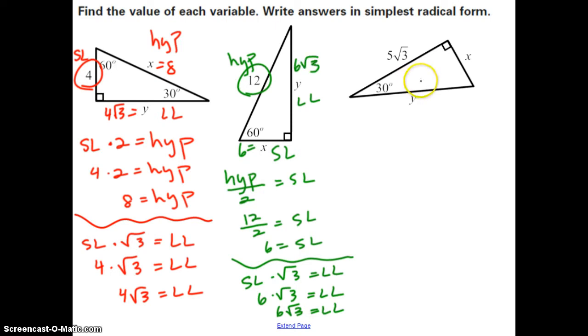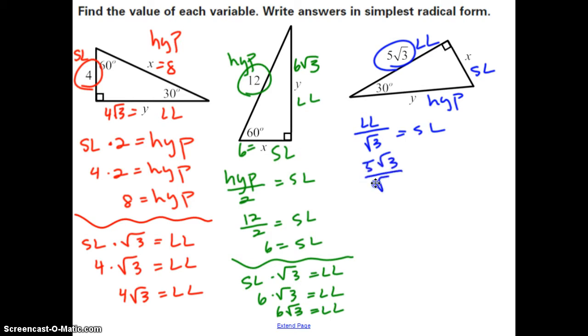When we look at this last example, here, this is the hypotenuse. Across from the 30, this is the short leg, so that means this one must be the long leg. We're given the long leg, so again, in order to find these two side lengths, you have to find the short leg first. The long leg divided by the square root of 3 gives you the short leg. So the long leg is 5 root 3, and when we divide that by the square root of 3 to get the short leg, square root of 3 divided by square root of 3 cancels out, so you're left with 5 is equal to the short leg.